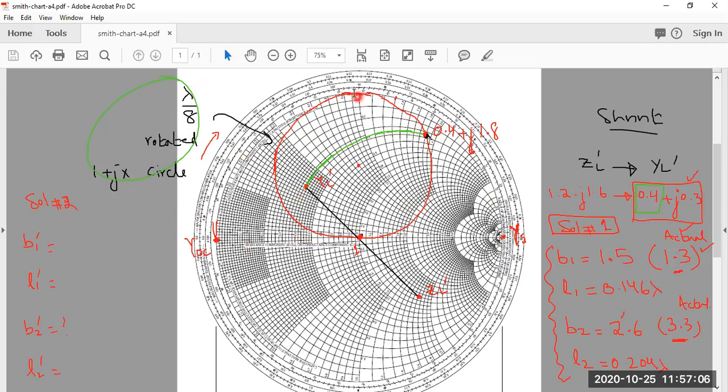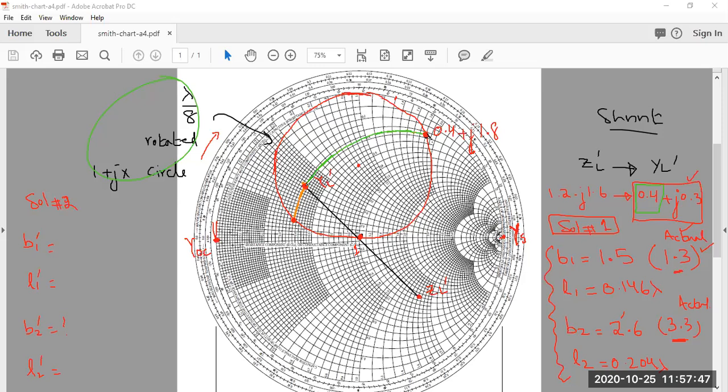In the second solution, you can move in the opposite direction. Let's say I'm moving on this circle, the same point, but now I'm moving in the opposite direction, and again I will stop at the point at which I cross this circle. So I will stop at this point. So this was our original point, YL dash. Previously I moved to this point, and now I move to this point.